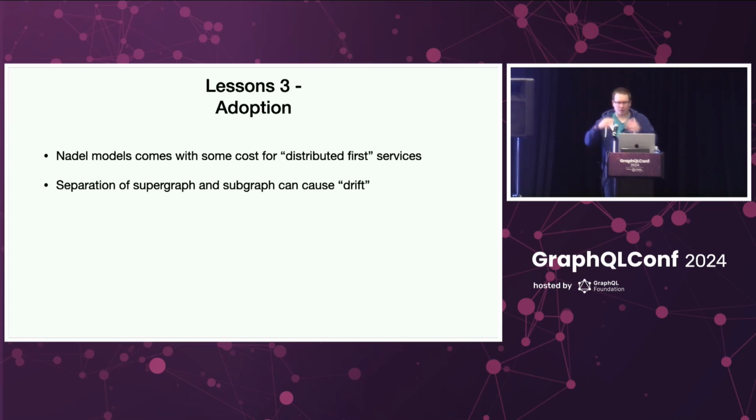Also, the separation of supergraph and subgraph can cause what we call a drift. A subgraph can evolve independently from the supergraph, and that's all fine, and that's by design. But of course, it should not evolve in an incompatible way. And this is where you get problems, right? Like if you remove a field in the subgraph, you still have the supergraph schema declare this field, and the gateway tries to query this field, then you have errors and problems and incidents.